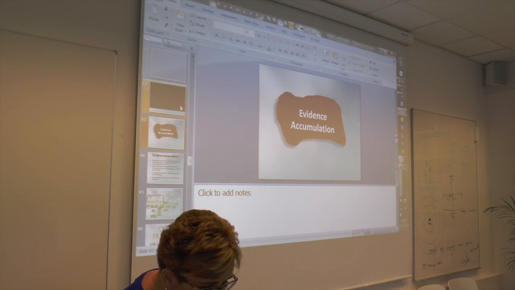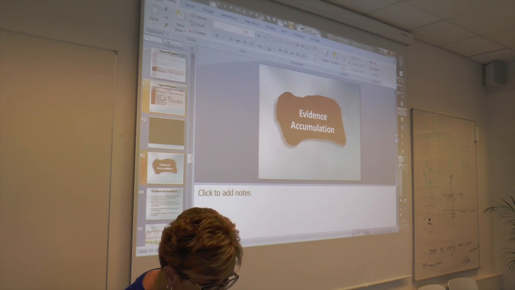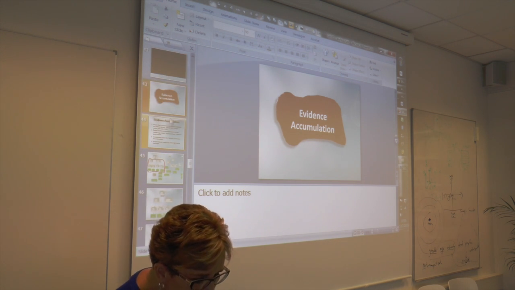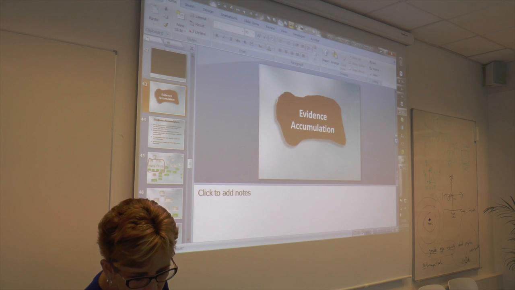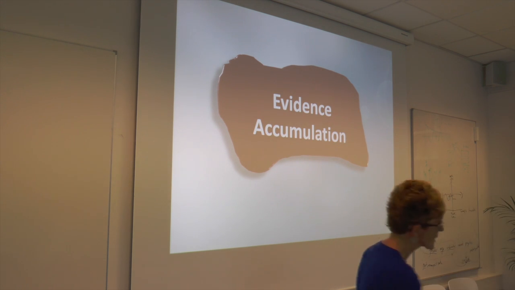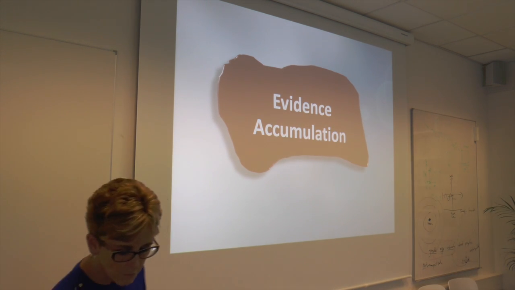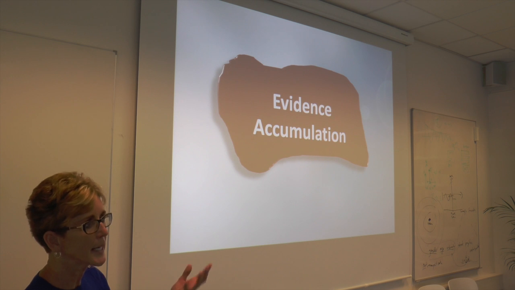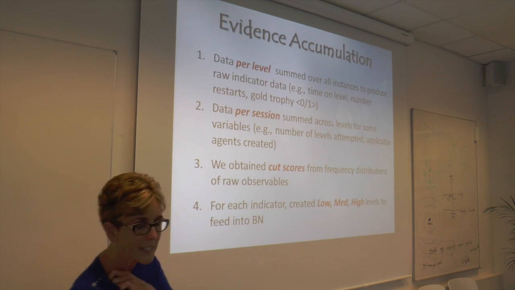So where were we? So now evidence accumulation is the part of the story where we've got stuff going on, level by level, information is collected, and we've got to accumulate it somehow. So that's what I'm going to talk about right now.